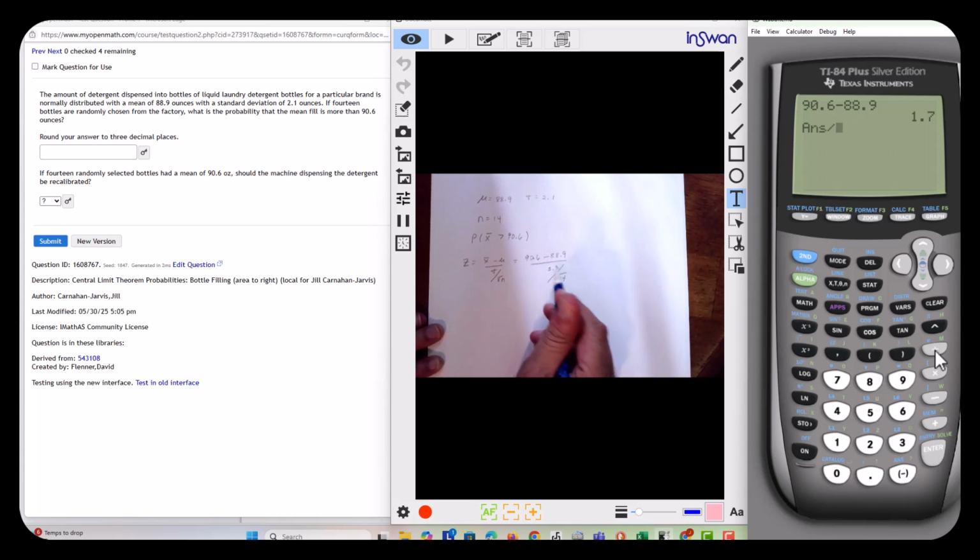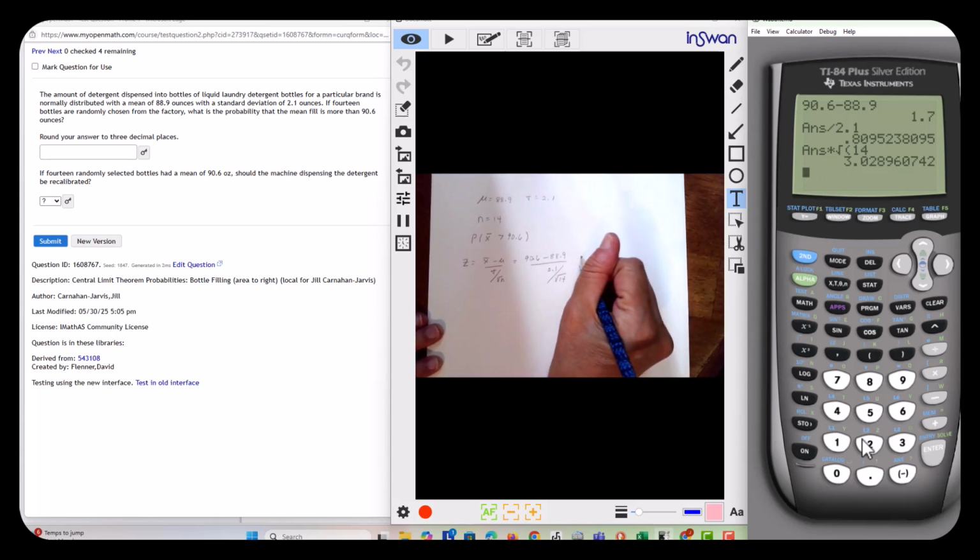This is a complex fraction. A complex fraction is where you have a fraction where your numerator or your denominator also has a fraction in it. So divide by the 2.1, and then multiply by the denominator of the denominator, so times the square root of 14. If you need a lesson in complex fractions, you may just Google that and get some more information. We get 3.0290. That's out there, so that probability is going to be really, really small.